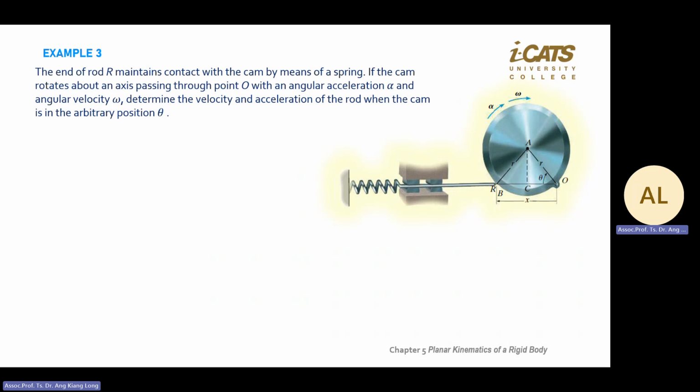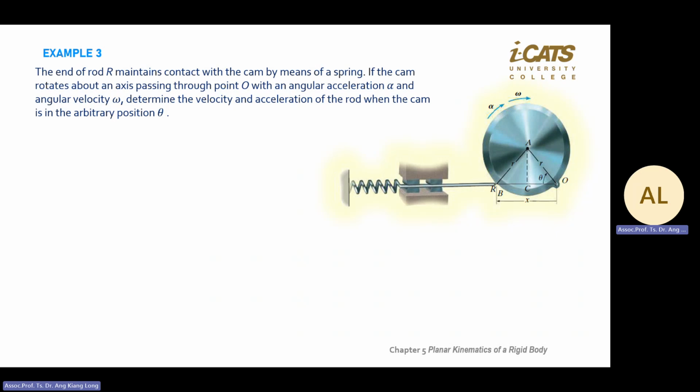Okay, so this one, we have two objects here. The cam is rotating on the O here. Yeah, it rotates like this. And then the spring is moving in the linear form. There are two objects, two motions. So this cam is moved in the rotation motion.